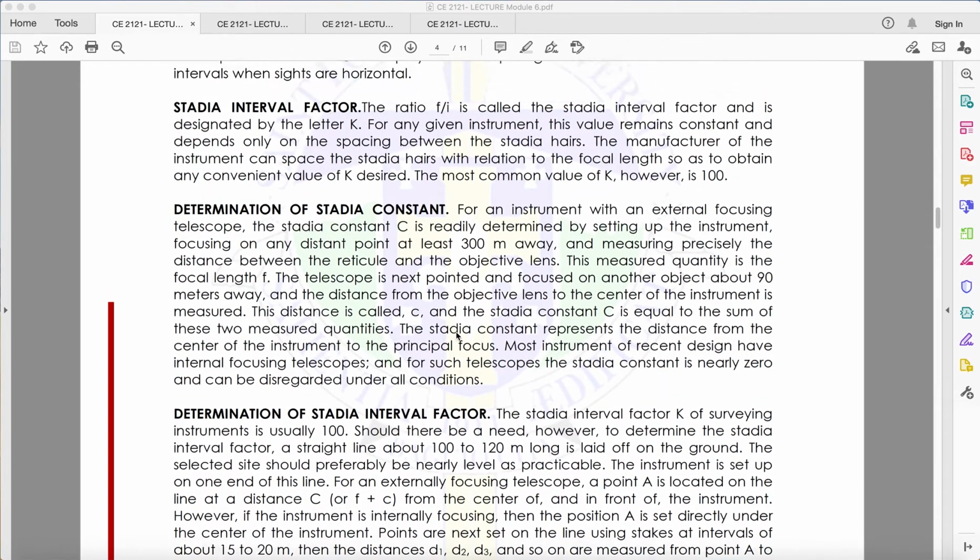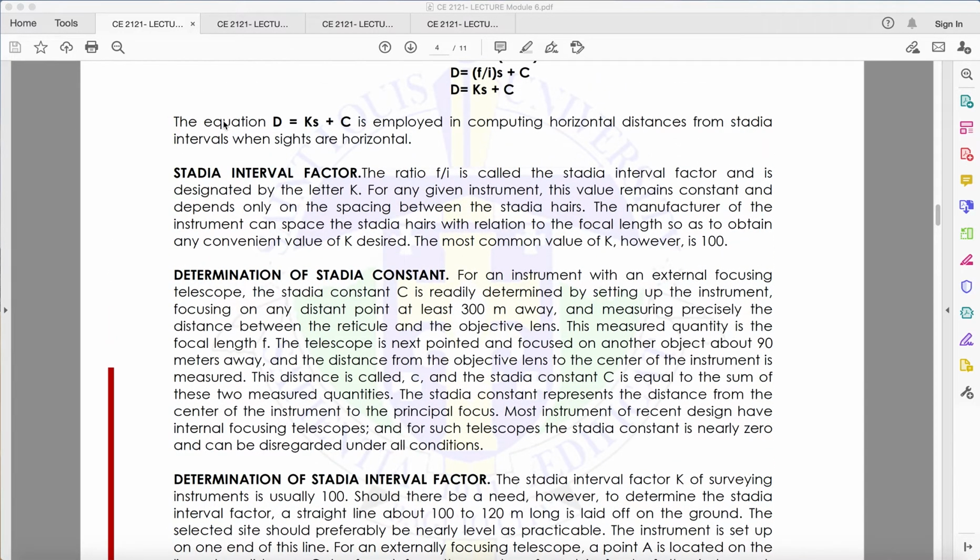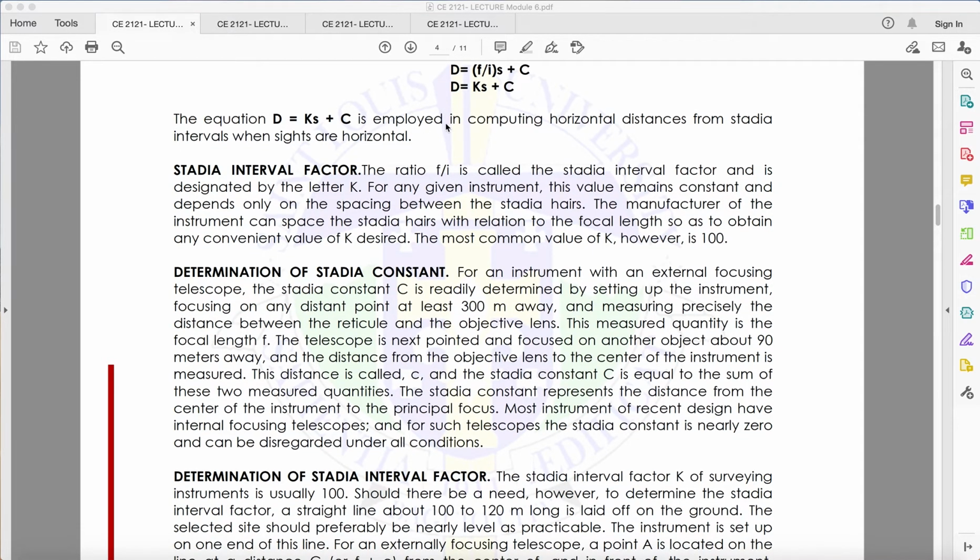So, the equation D is equivalent to Ks plus C is employed in computing horizontal distances from stadia intervals when sights are horizontal. I repeat, this formula is only employed when the sight is horizontal.